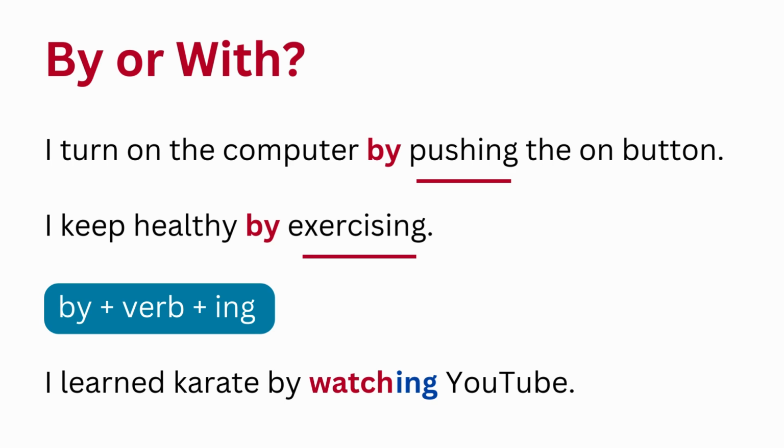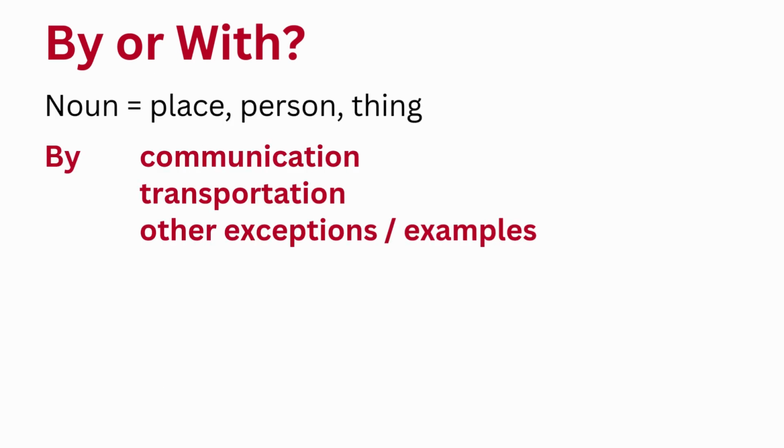Now let's look at some more differences between with and by. Before I begin teaching you more about by and with, I just want to say that these are the general rules, and there are always times in English when rules are broken or when there are exceptions. These are the most basic rules for using by and with. Now let's look at when we are talking about a noun. We have just talked about using by with a verb ending in ing to answer how to do something. Well, we can also talk by using a noun. To remind you, a noun is usually a person, a place, a thing, or maybe an idea. Let's look at some examples.